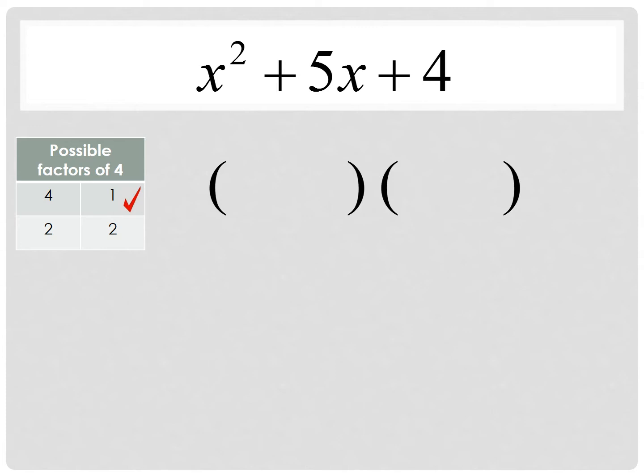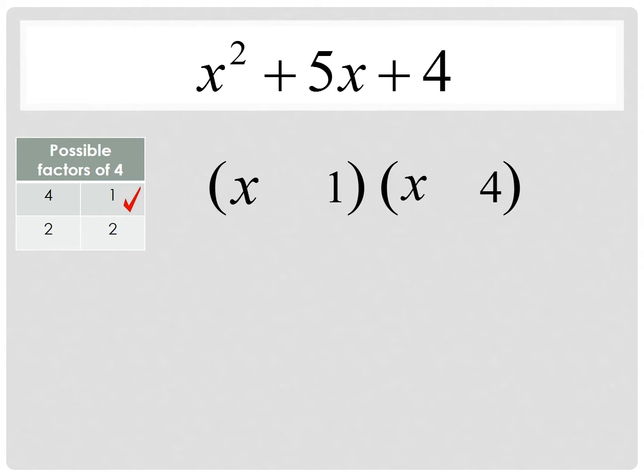Our next step is to split up that x squared. So we're going to generate our binomial factors. We're setting up, getting ready to lay out those binomial factors. We're going to split our x's across each set of parentheses. Then we'll also split our factors 4 and 1 across the sets of parentheses.